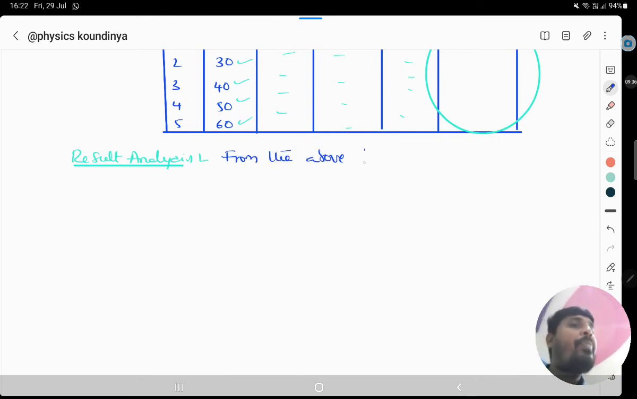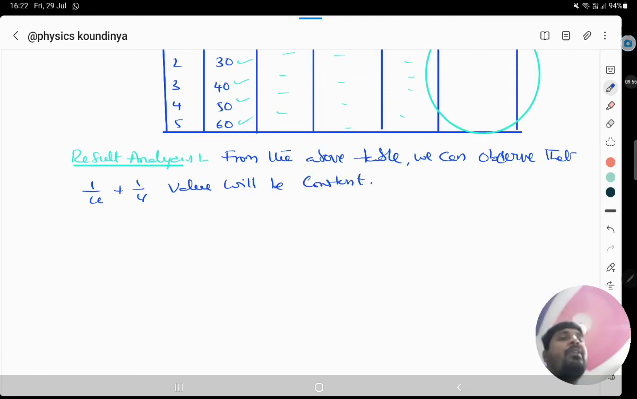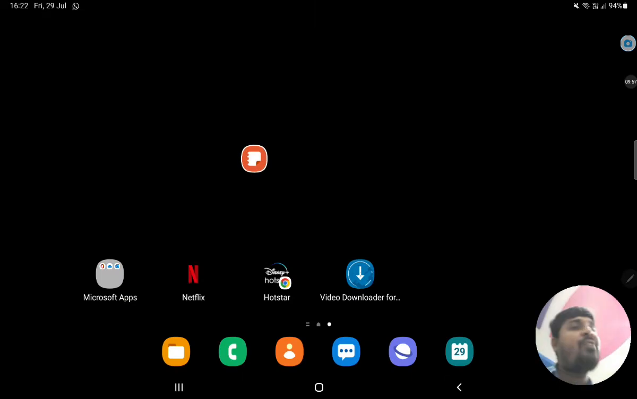From the above table, we can observe that 1 by u plus 1 by v value will be constant.